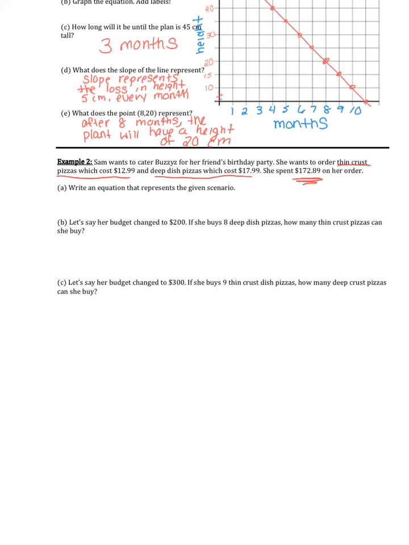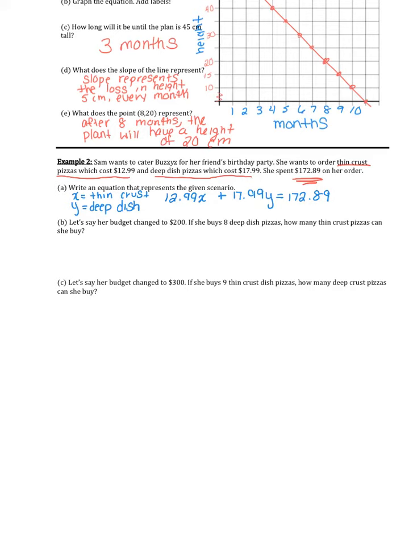So right off the bat, the two things I'm comparing, that would be X and Y, is thin crust. We don't know how many she bought, and then we've got deep dish. So for this, I would say, okay, well, I don't know how many she bought of thin crust, but what I do know about thin crust is that it costs $12.99. So $12.99 times X, times however many she bought. But she also bought deep dish. We don't know how many she bought, but we do know that it is $17.99. And altogether, she spent $172.89. So you can see that my equation is in standard form.